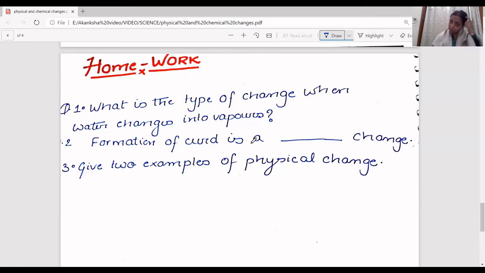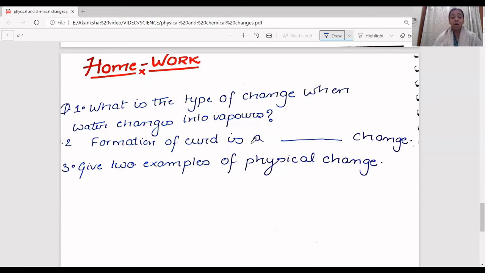Now give two examples of physical change. We've discussed two or three examples, like when you heat water, or when you heat an ice cube, or when you switch a bulb off and on, right? So all these examples are of physical change.